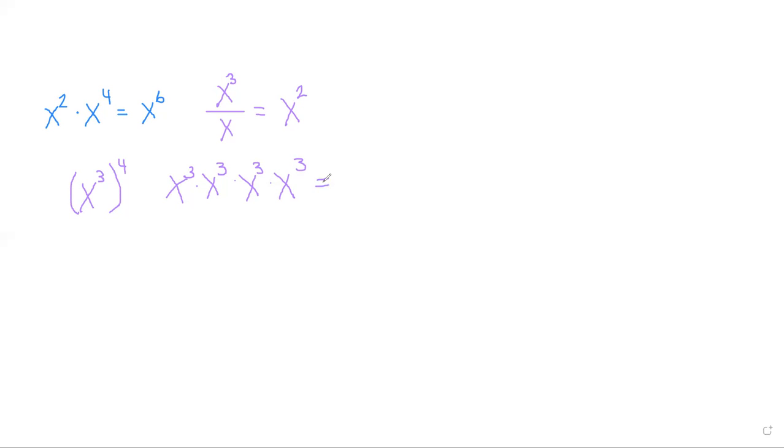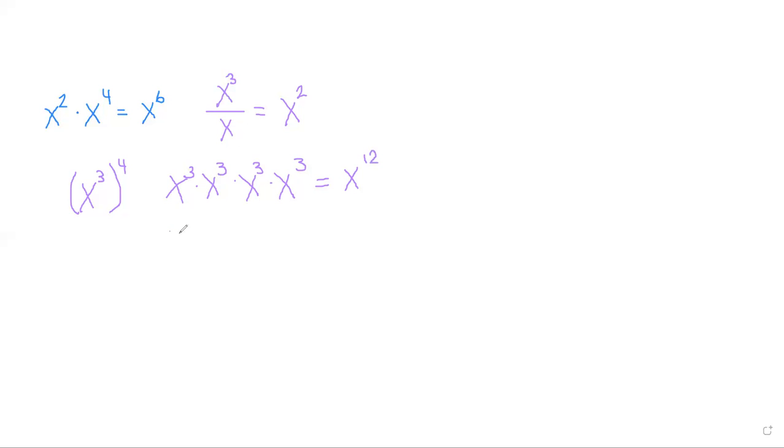I know from 2 days ago that when I'm multiplying numbers in exponential form, I add their exponents. And look what I'm doing here. I'm multiplying numbers in exponential form. So I'm going to add their exponents. So I have 3 plus 3 plus 3 plus 3 is 12. So I have x to the 12th.